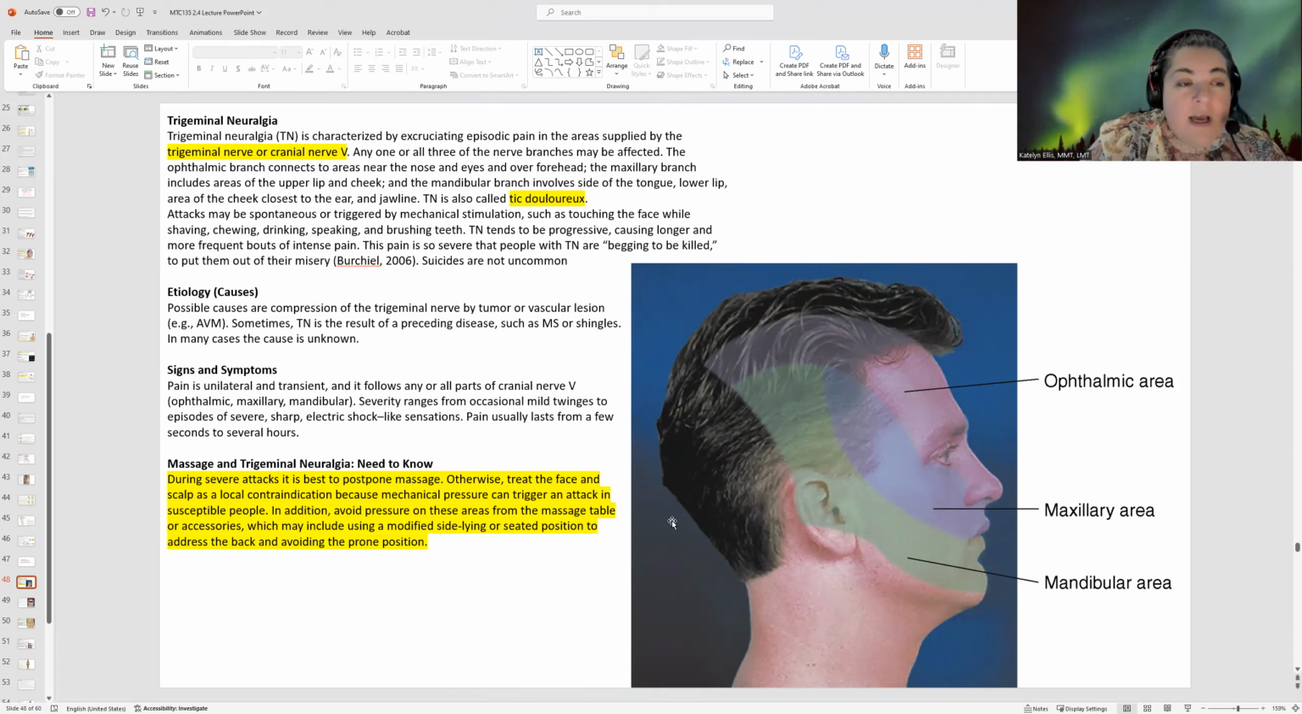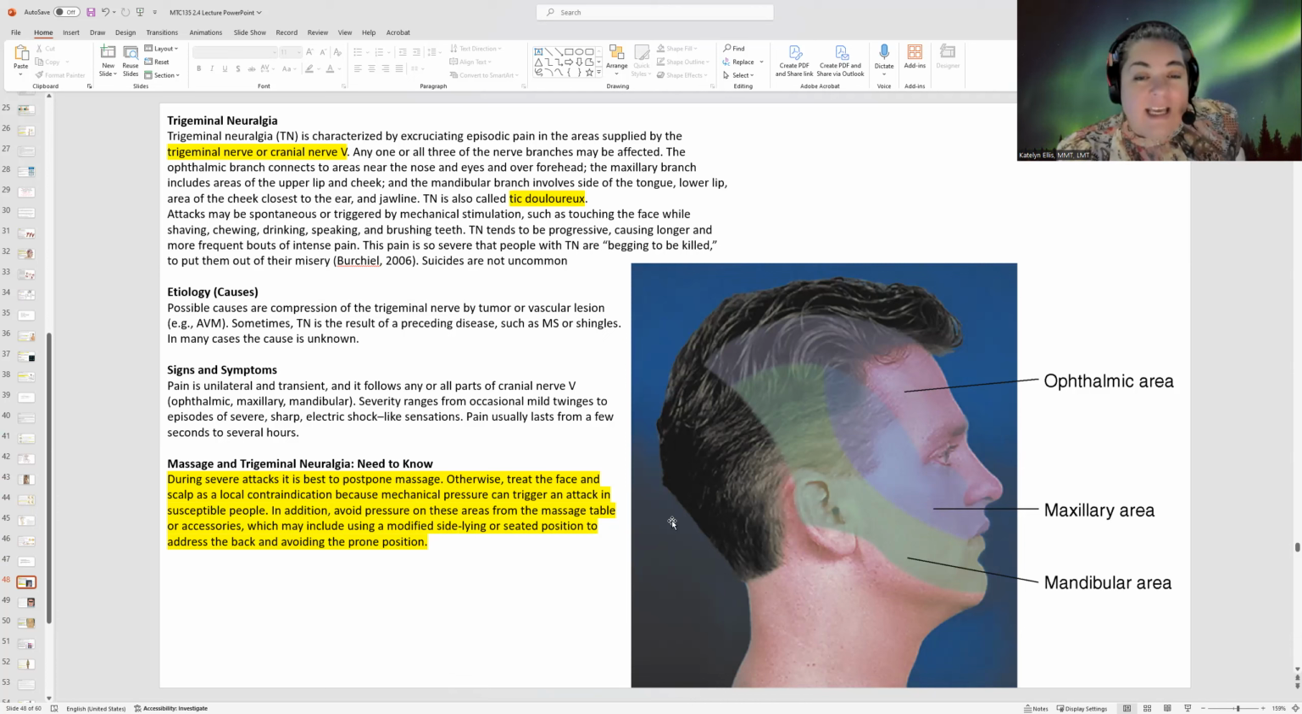Attacks can be spontaneous and triggered by mechanical stimulation, like touching the face while shaving, chewing, drinking, speaking, brushing your teeth. It tends to be progressive, causing longer and more frequent bouts of intense pain.